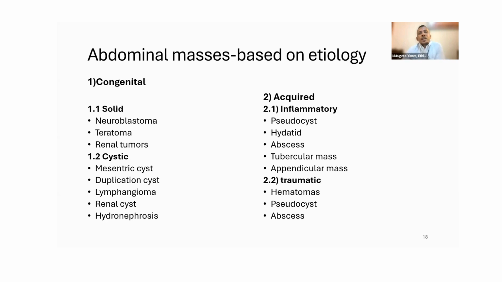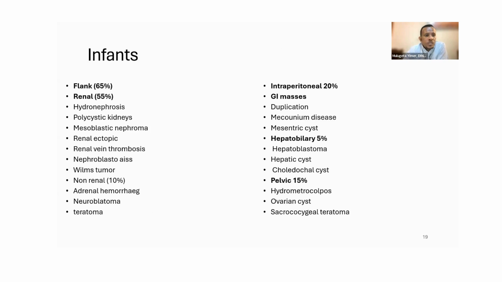Acquired abdominal masses could have an inflammatory nature or a traumatic one. So pseudocysts like hydatid cysts, abscess, or tubercular mass, or an appendiceal abscess or appendiceal mass could present as a mass on a physical examination, or it could follow from a trauma. If a child falls from a height and has a hematoma, it could appear as a mass. And then a pseudocyst or abscess could also follow a trauma.